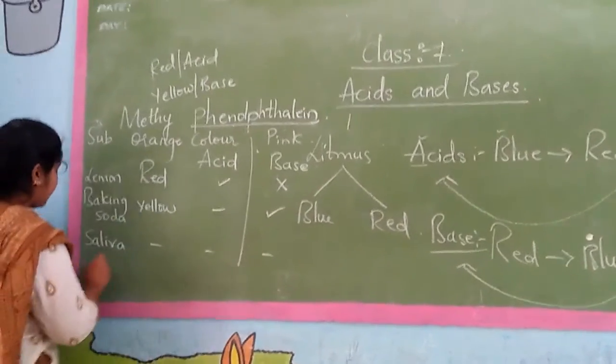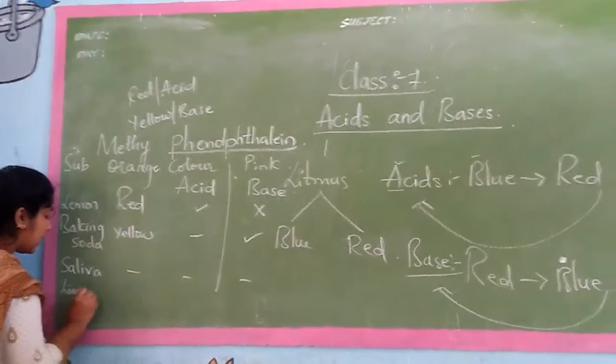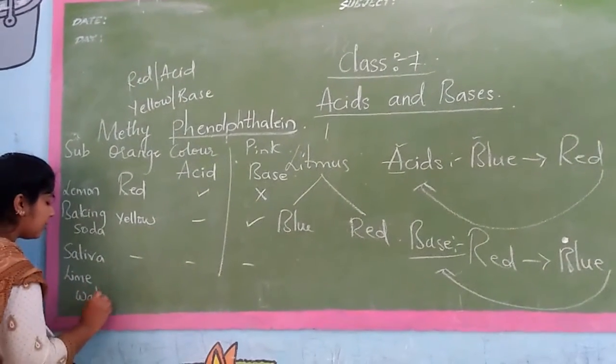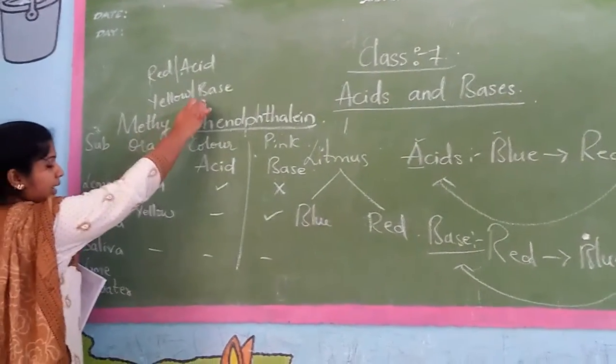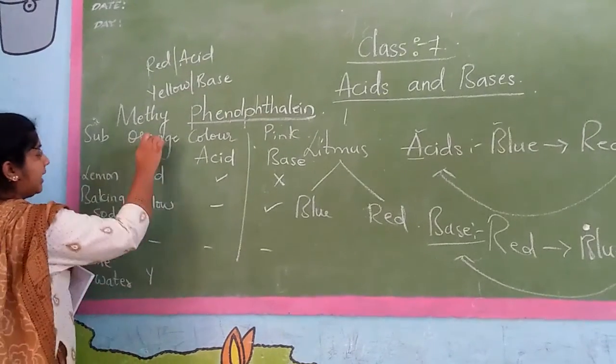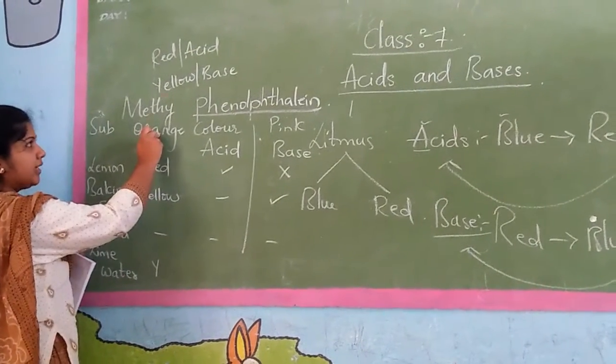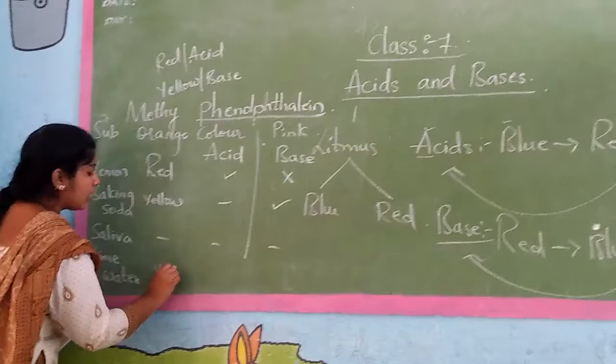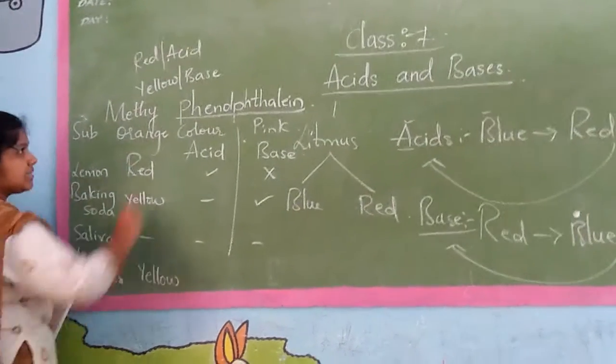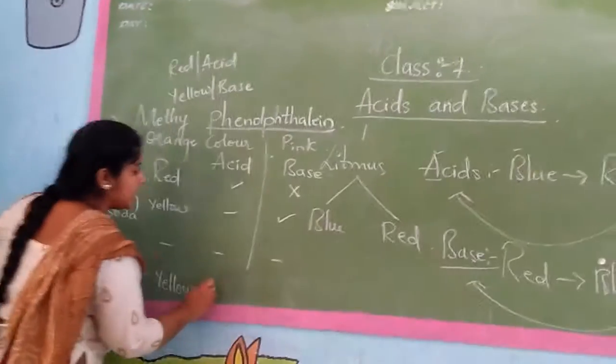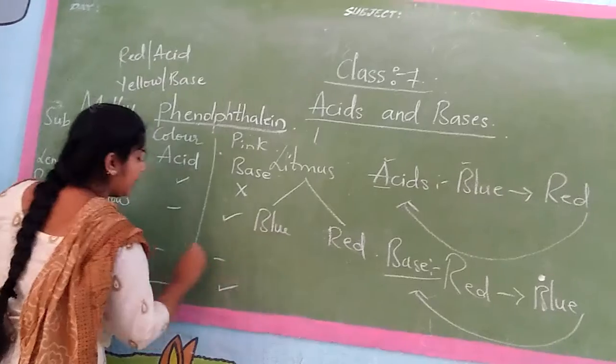Okay? Next one, what have we taken? We have taken lime water. Lime water means sunnam. Sunnam means what? It is a base. So when this base is added to methyl orange, it changes into yellow color because lime water is a base. And if it is a base, it changes into which color, phenolphthalein? Pink color.